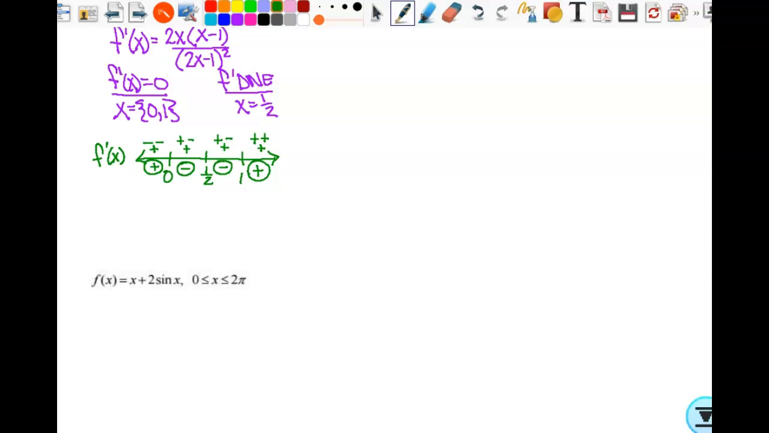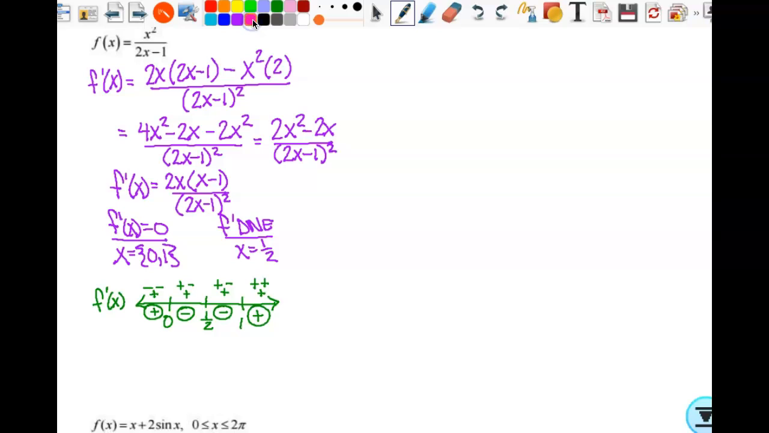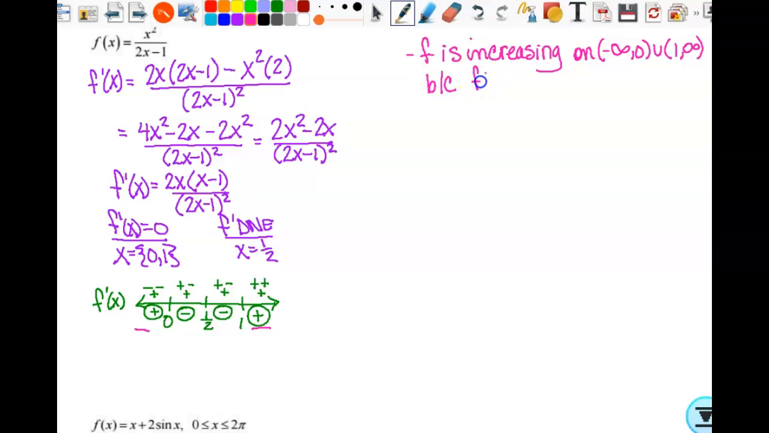Okay. So I have all of this stuff, and I'm going to talk about increasing and decreasing, right? So I can say f is increasing. In general, when is this? When f prime is positive. It is increasing when it is positive. So it is positive here and here. So I go from increasing on negative infinity to 0, and then 1 to infinity. Do we agree with that? Okay, because f prime is positive.